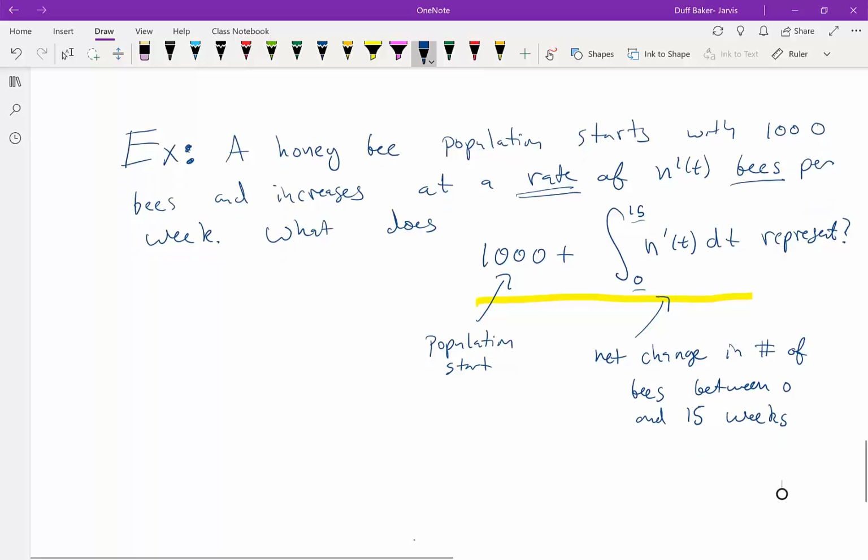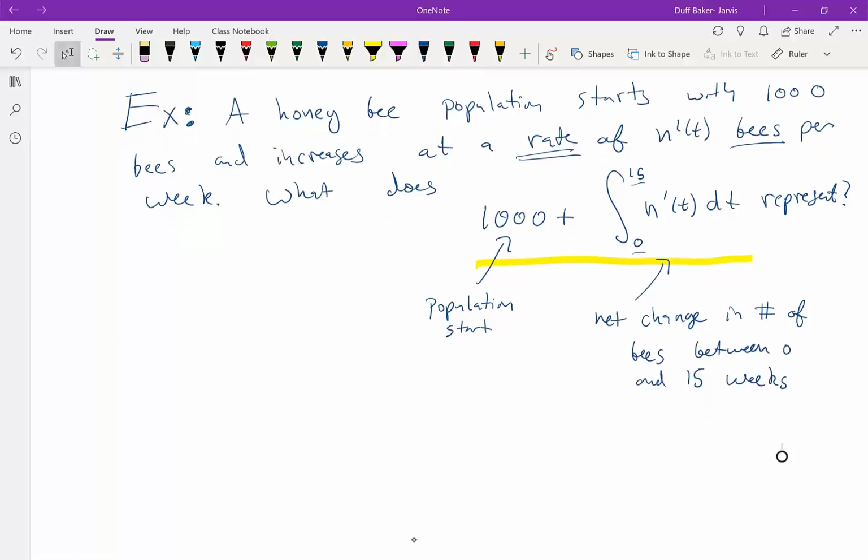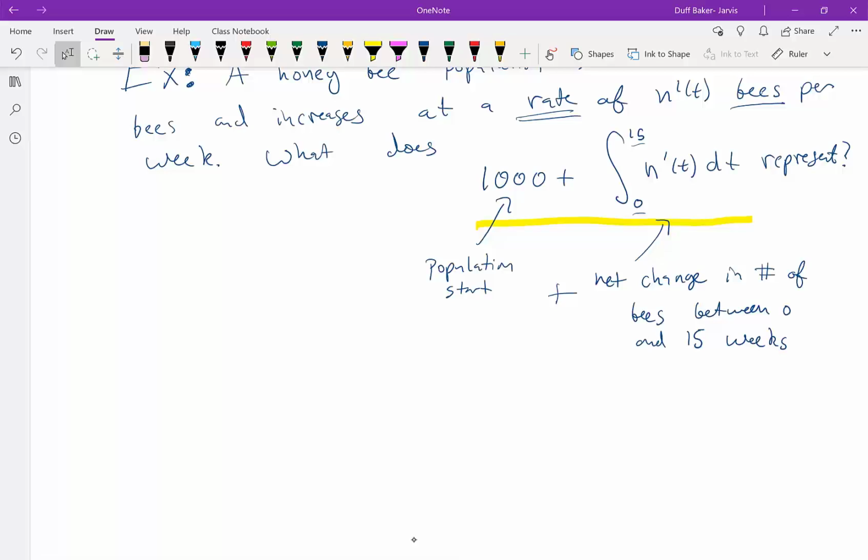Okay, so now if you think about adding these, so saying if I started with 1,000 bees and then I added to it the amount that the population changed by between 0 and 15 weeks, well, that would tell you what the population was 15 weeks later. So this altogether tells you the total bee population at t equals 15 weeks, right?